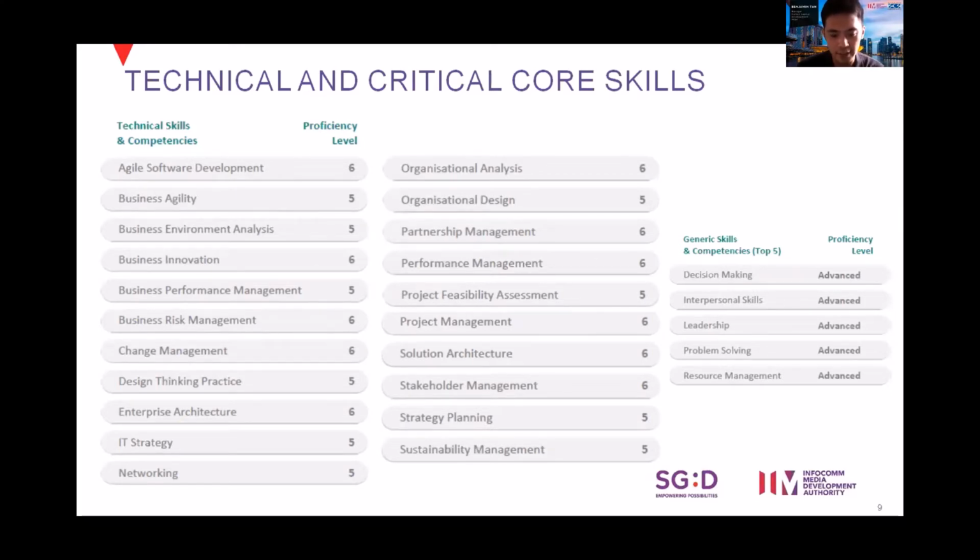But one thing to note is that these skills are not exhaustive, meaning that we do understand that different organizations operate differently and they require different skill sets. So the intent is more to serve as a guide on what are the typical skills that a role needs, and employers and individuals would then have to contextualize it accordingly based on this list based on their specific job scopes.